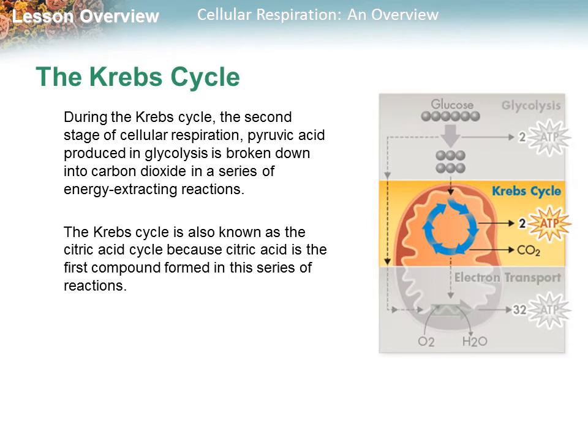During the Krebs cycle, the second stage of cellular respiration, pyruvic acid produced in glycolysis is broken down into carbon dioxide in a series of energy extracting reactions. The Krebs cycle is also known as the citric acid cycle because citric acid is the first compound formed in the series of reactions.